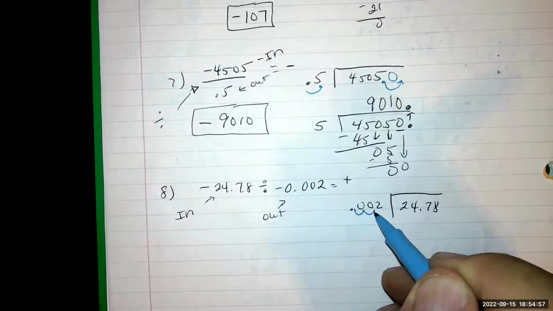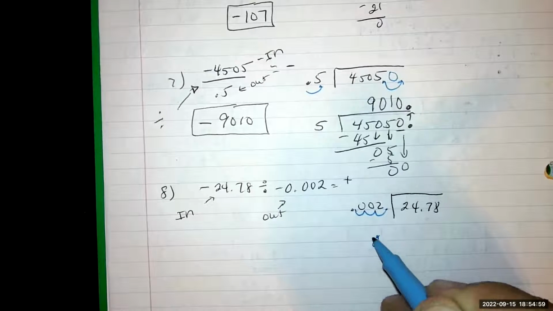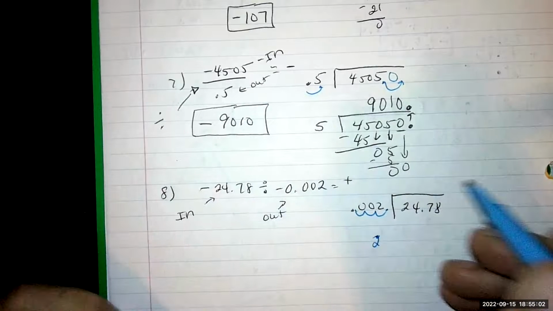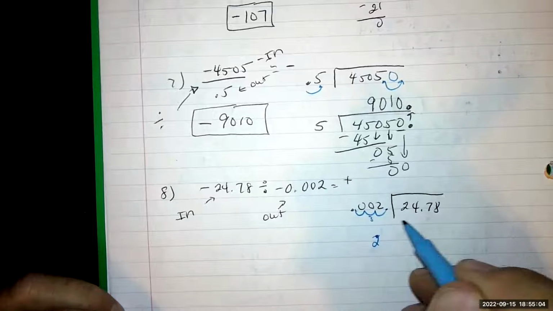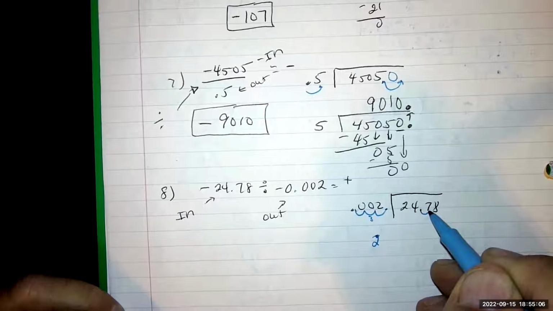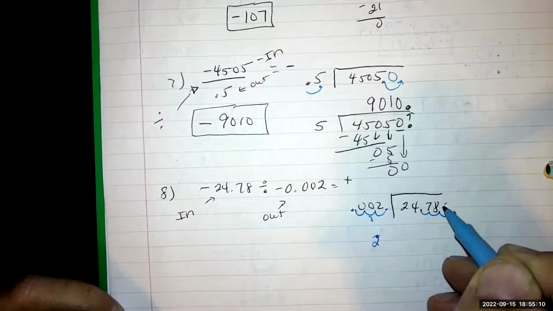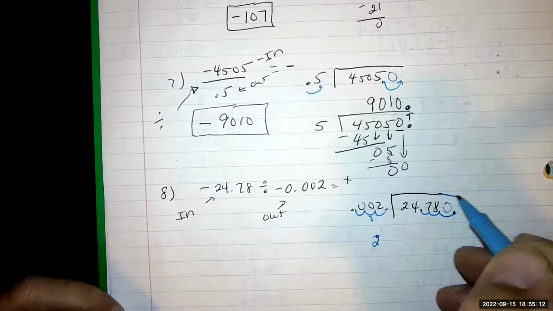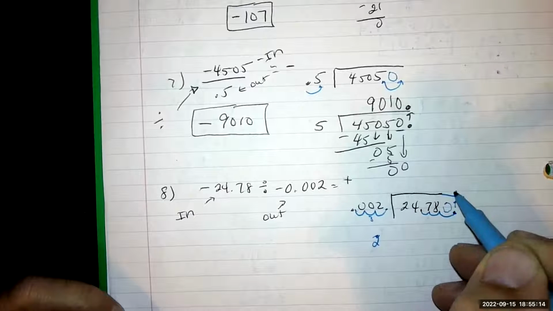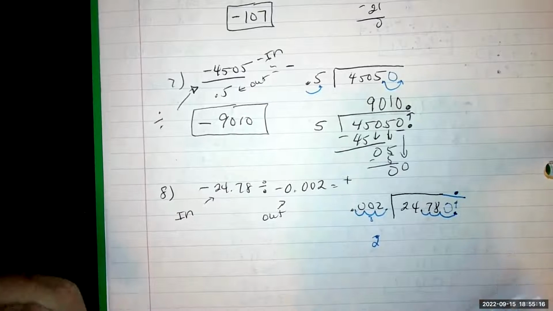1, 2, 3. So it's going to be 2. So if I move this one 3 times, I have to move this one 3 times. 1, 2. I got to move it one more time right here. That means I got to put a little 0 here. I'm going to extend this out a little bit too. Bring up my decimal. So my decimal's way over here now.